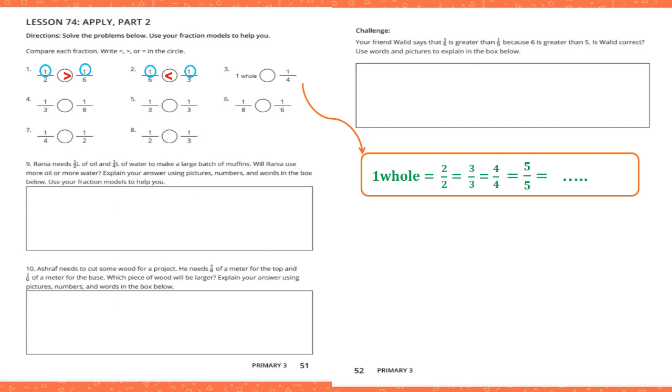Also here we have one whole. If you eat one whole pizza, it's bigger, or if you eat quarter pizza? Sure, one whole is bigger. And we said before, one whole equals 2 over 2 or 3 over 3 or 4 over 4 or 5 over 5. So 4 over 4 is bigger or quarter? 4 over 4.